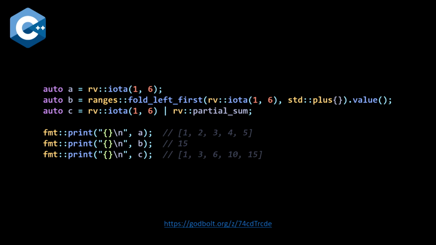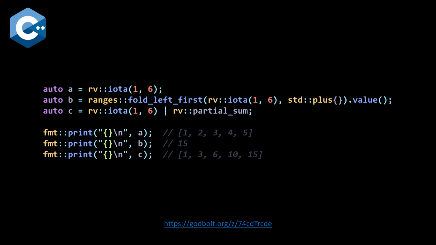So we have the iota view from C++20. The bike shedding on the naming of fold left first might change, but there are a set of four algorithms: fold left, fold right, and fold left first, fold right first. Basically, the difference between the underscore first and the non-underscore first ones is that some of them use the first element of the range, whereas other ones require a starting value.